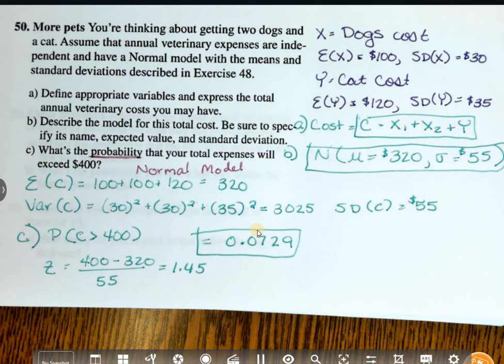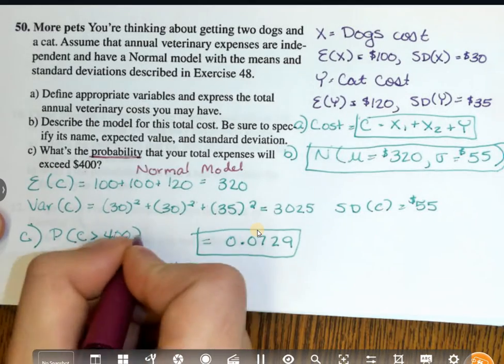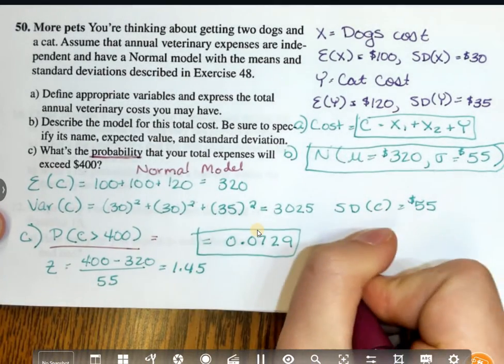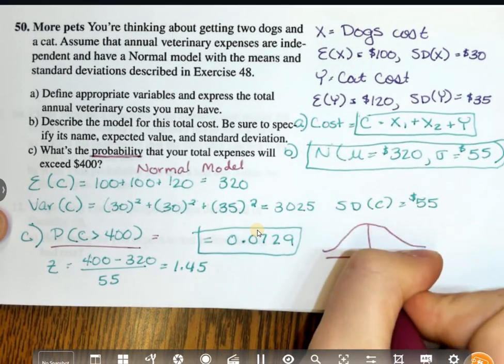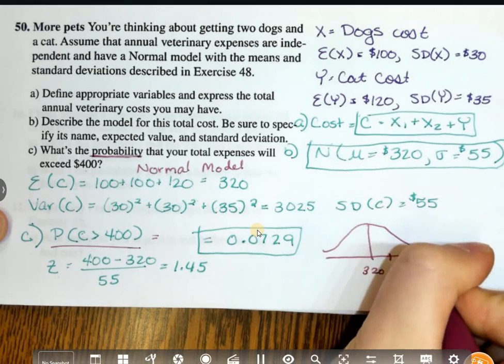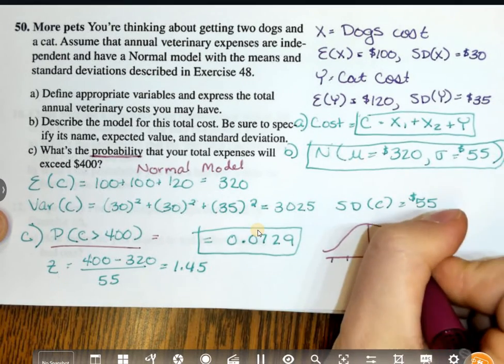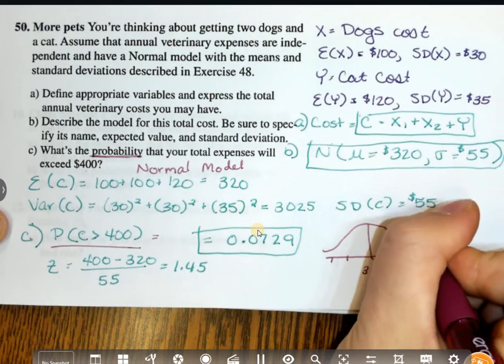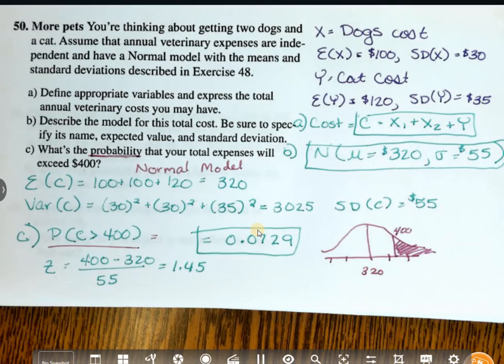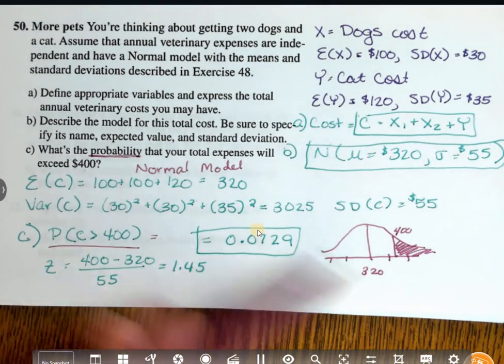Okay. Questions on that problem? What do I need to show? What am I talking about? Who am I? What language am I speaking? Yes, because you either need to have this statement here, or you need to draw a picture that represents the fact that my average is 320, my standard deviation is 55, and I'm going out about here with 400. So you can either write the P statement, the probability statement, or you draw that picture.